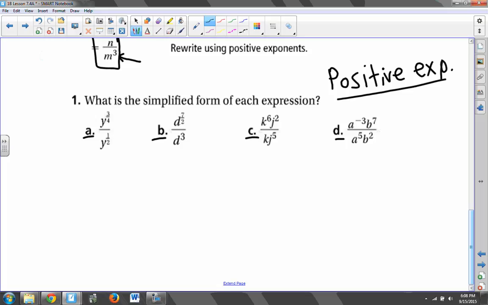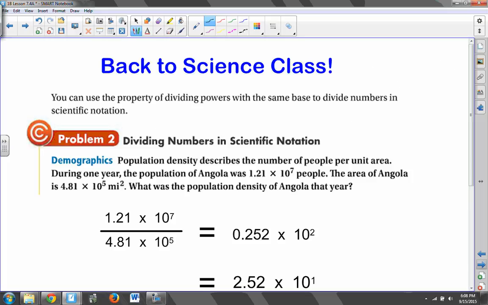Okay, let's go on to problem number 2, back to science class. All right? Now, we talked about scientific notation a couple videos ago when we were multiplying different expressions with different exponents, okay? Now, we are going to be dividing numbers that have scientific notation. And just a reminder that scientific notation means we see something like this, okay? Some number times 10 to the 7th power, or times 10 to some other power, okay?